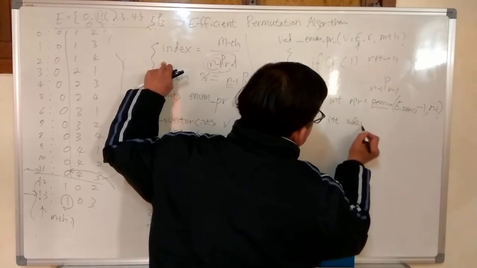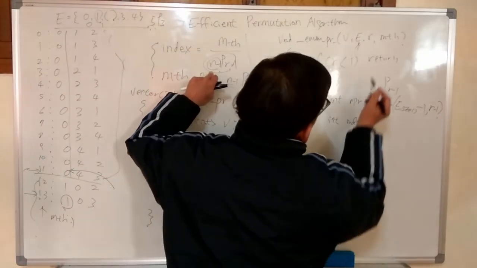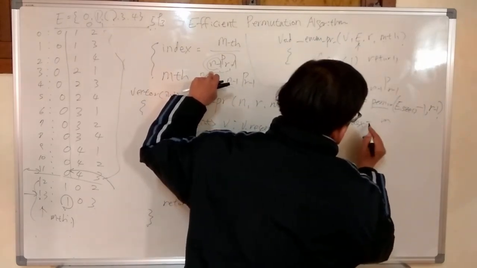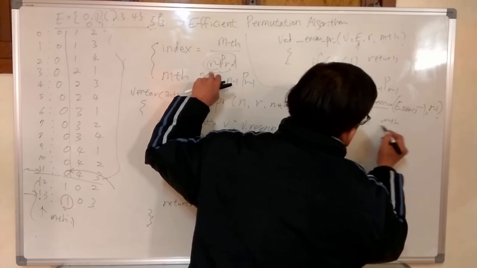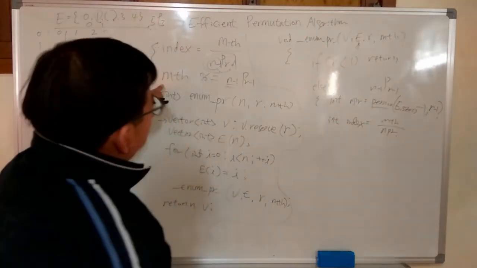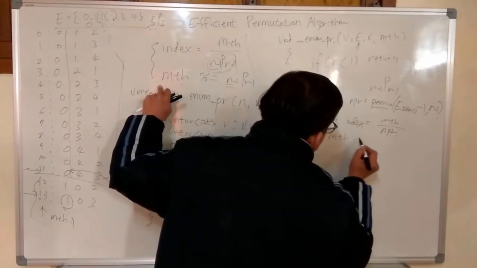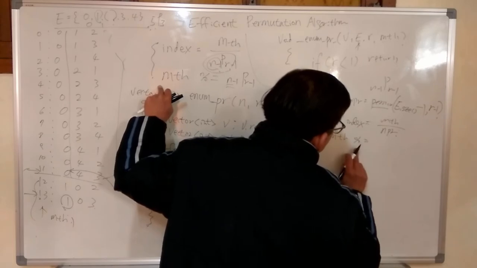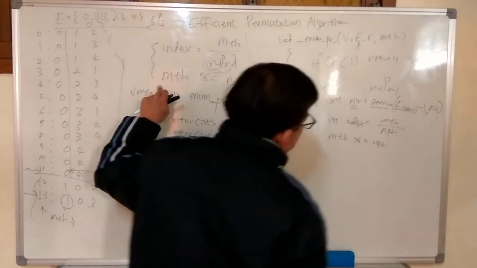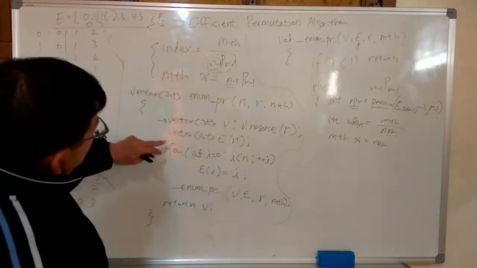Index will be, we have m's, m's over npr. Then we reset m's modulo npr. We compute npr here. Then we computed this. Now we are setting elements.